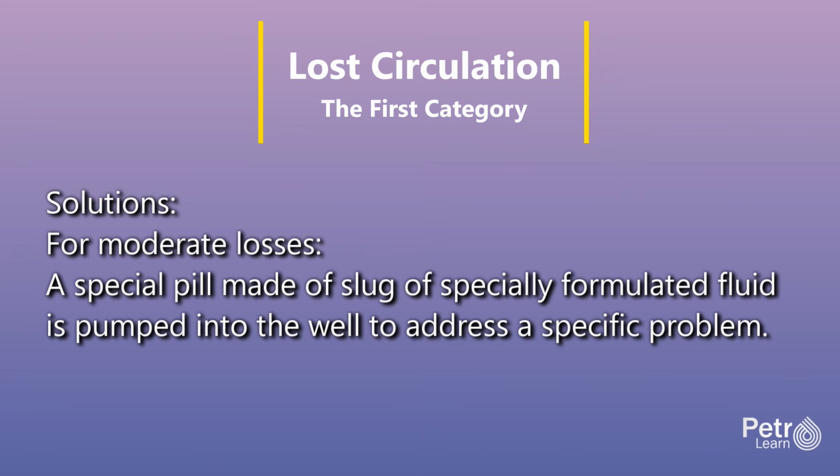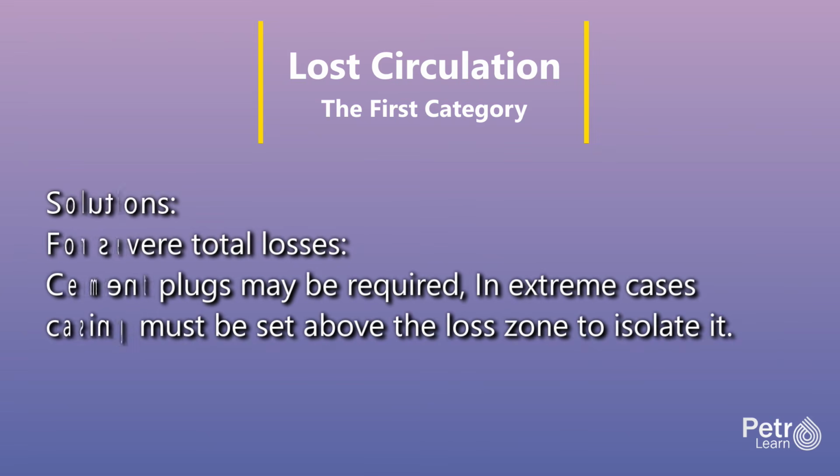For severe total losses, cement plugs may be required. A balanced cement plug places cement across the loss zone with equal hydrostatic pressure inside and outside the drill string to prevent the cement from being pushed entirely into the formation. After the cement hardens, drilling resumes through it. In extreme cases, casing must be set above the loss zone to isolate it before drilling can continue deeper.